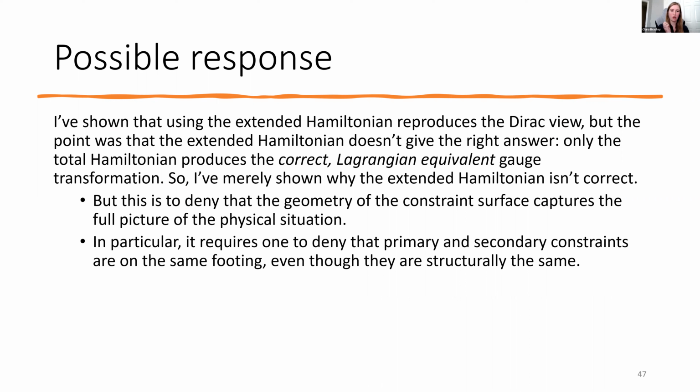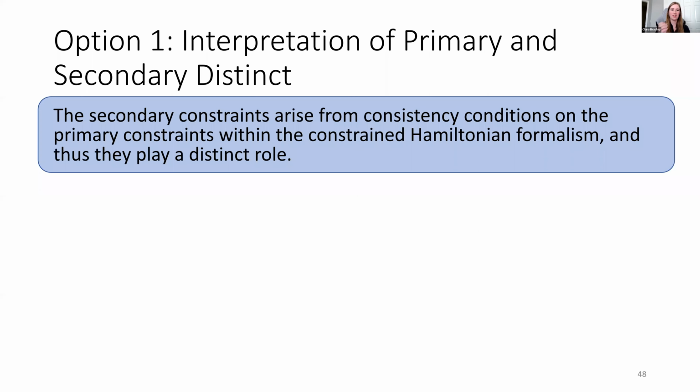So I'm going to present two options I think one might go in order to try and argue this. The first option is to argue that really the interpretation of the primary and secondary constraints is distinct within the constrained Hamiltonian formalism, because the secondary constraints arise from these consistency conditions on the primary constraints. And so one might argue they just play a distinct role in this theory.